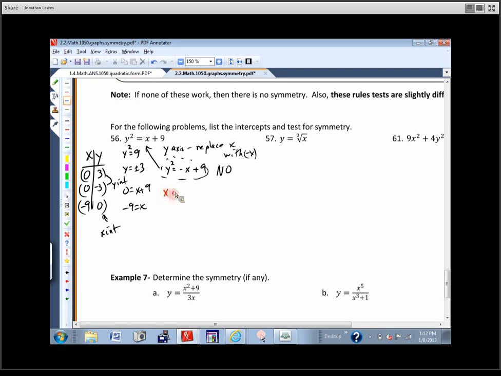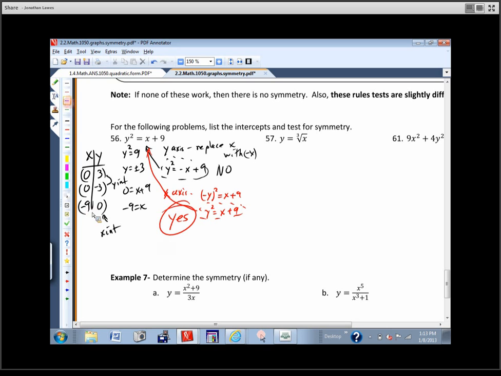For the x-axis, I'm not going to write it, but we replace y with negative y. So wherever there's a y in here, I'm going to replace it with a negative y. So I'm going to do negative y squared equals x plus 9. Can I simplify this? I can. That's y squared equals x plus 9. Now let's compare this with the original. Is it exactly the same? It is. So the answer there is yes. Symmetric with the x-axis.